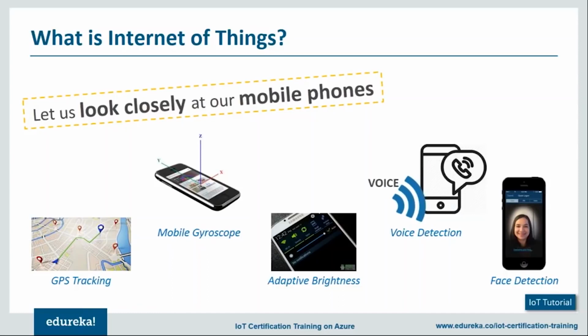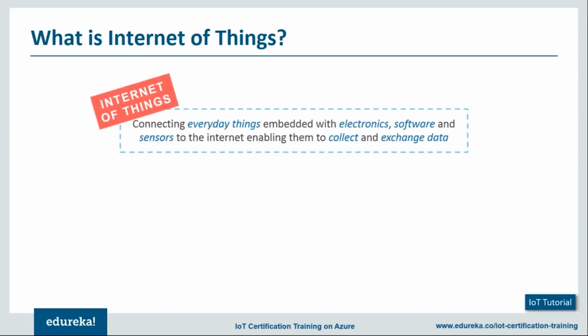So there are a lot of features, but when they interact with each other, these features come together to bring in a better system than anything that they can provide individually. That's what Internet of Things is. It basically is a platform wherein we can connect everyday things which are embedded with either electronics, software or sensors to the internet, and this in turn enables us to collect as well as exchange data between these things.